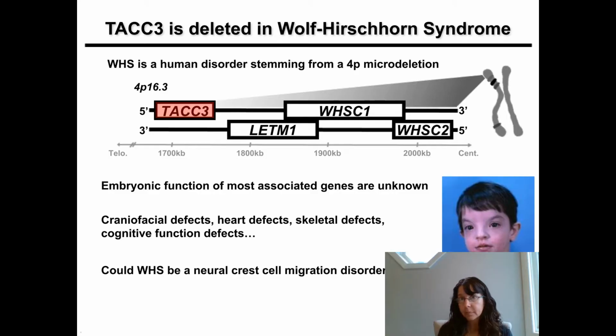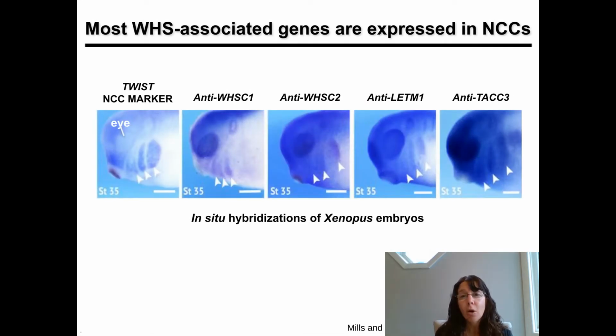So first, we found that most of these associated genes are expressed, at least in part, in neural crest cells. And so here on the left, you can see a neural crest cell marker, and it stains these pharyngeal arches on the side, which you can see pointed to with the arrowheads. And we're looking at the side views of these heads of these Xenopus embryos. And the big blob that you can see are the eyes. And they're these pharyngeal arches, which form various craniofacial structures on the side. And most of these genes are at least partially expressed in these pharyngeal arches, suggesting they are expressed in the right place to be playing a role in neural crest cells.